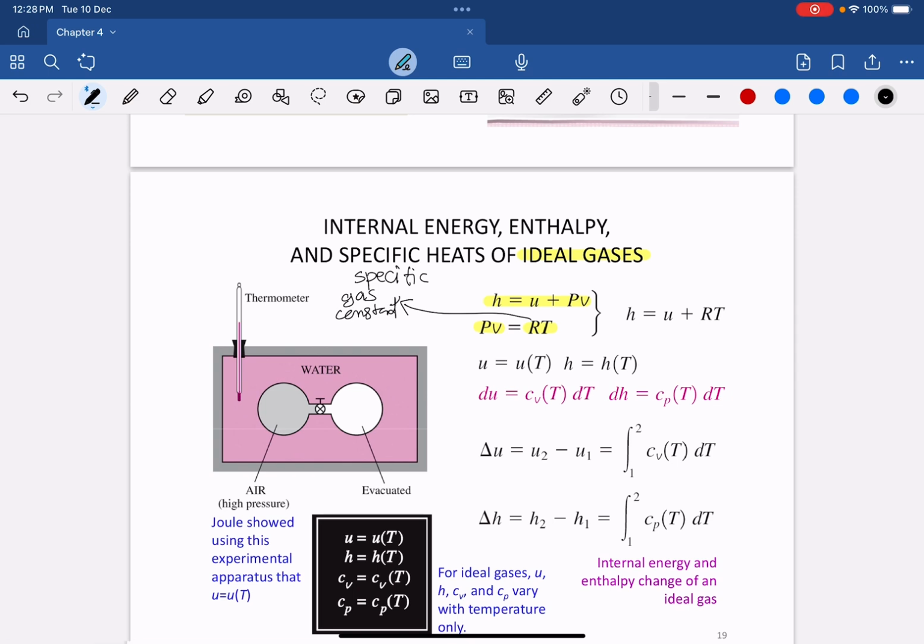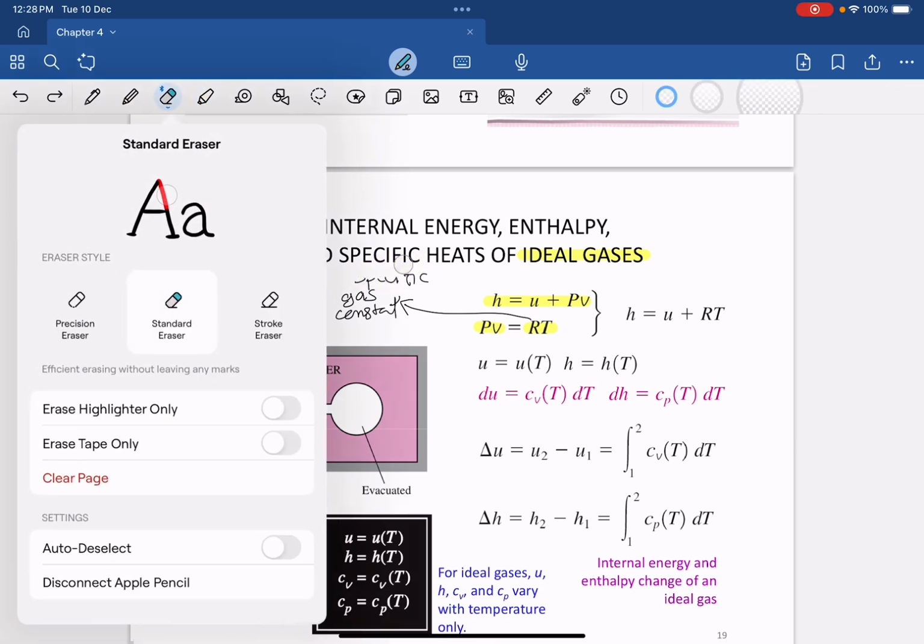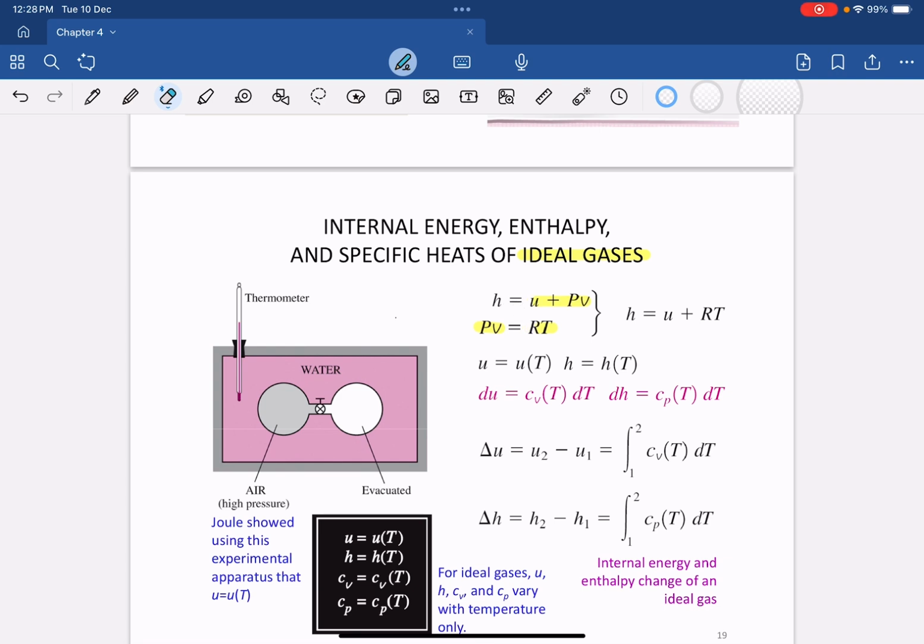All right. If we combine these two questions, it will give us one relation between enthalpy and internal energy. And this is the boundary work, which actually comes from PV. PV equals RT, right? So PV here is replaced by RT.